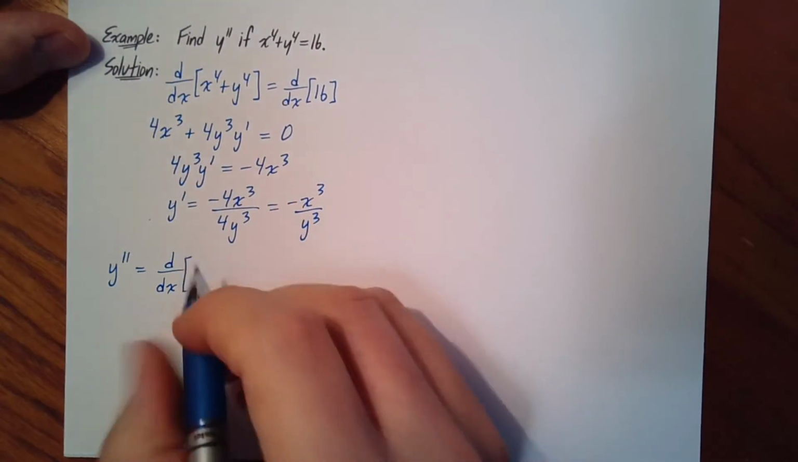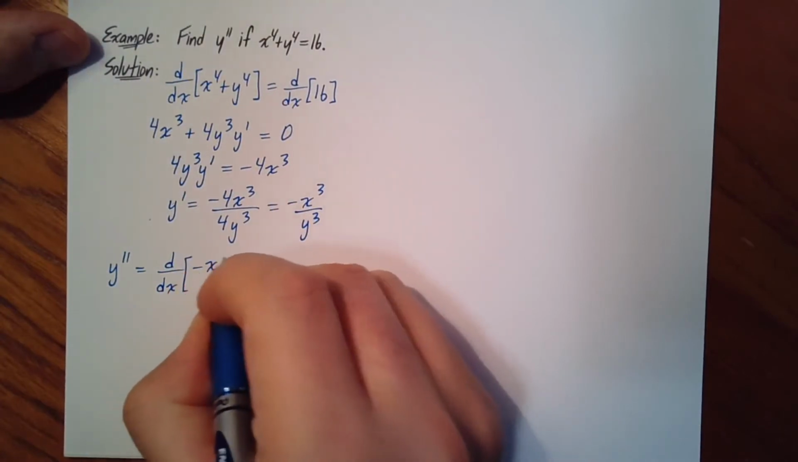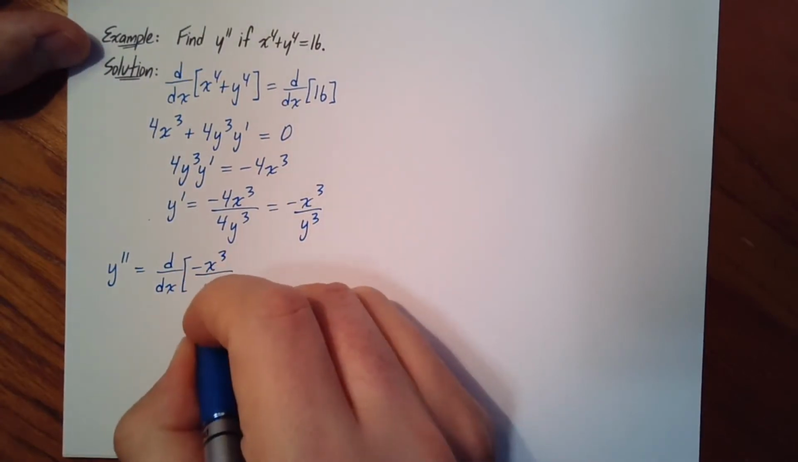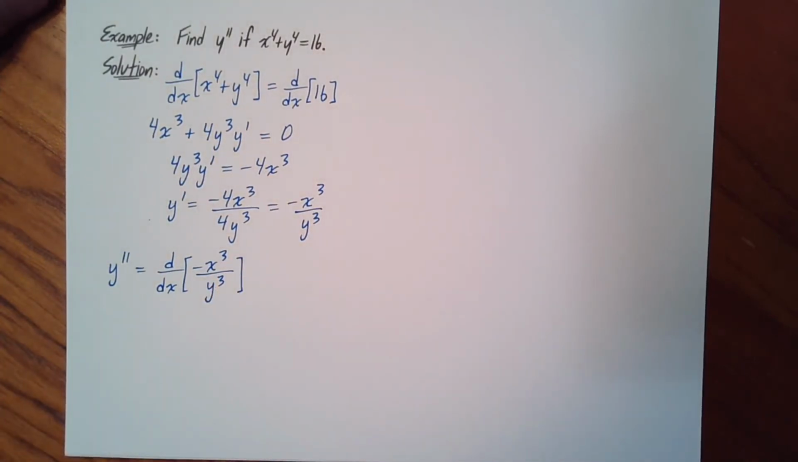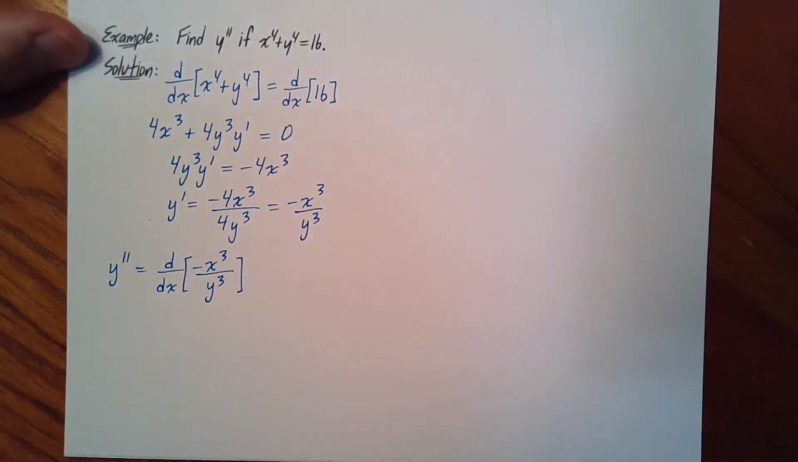It's the derivative with respect to x of negative x cubed over y cubed. So that is what we're going to do. And how are we going to do it? Well, it's a quotient rule, like I said, right? So let's write out the quotient rule.